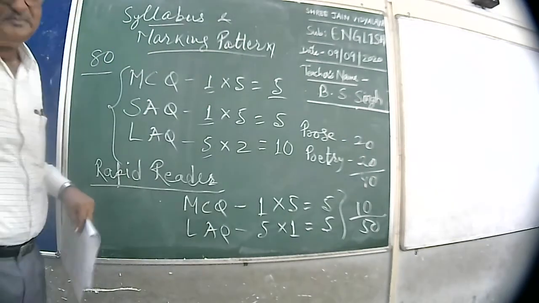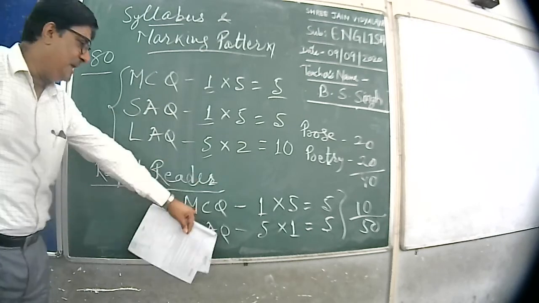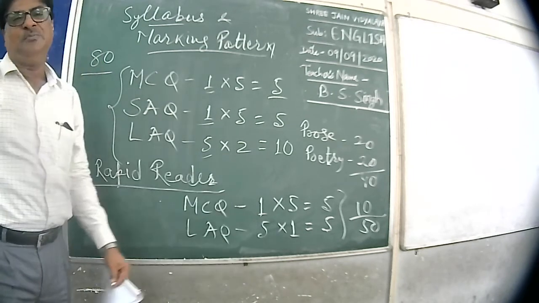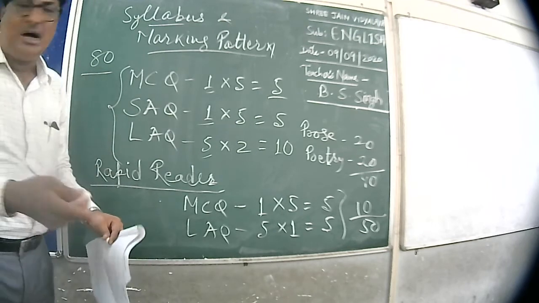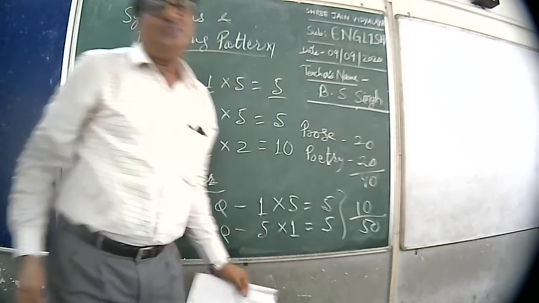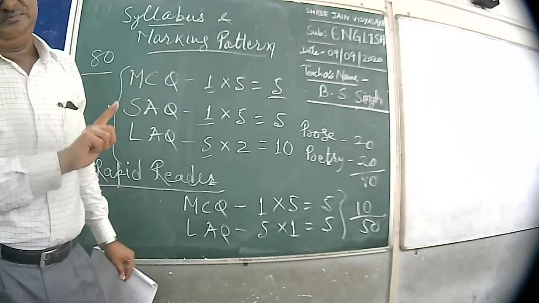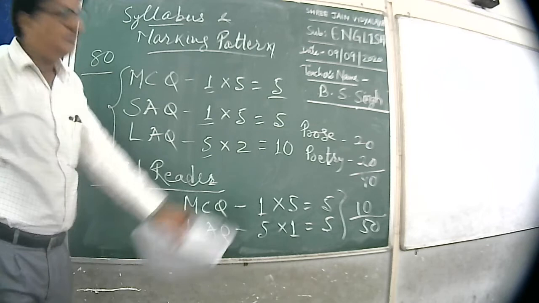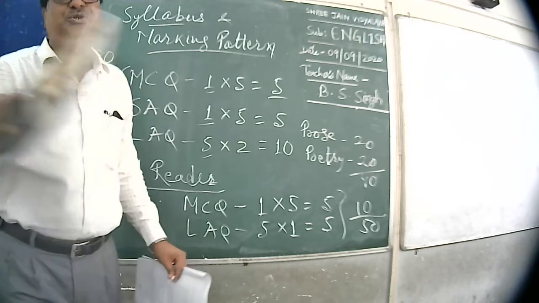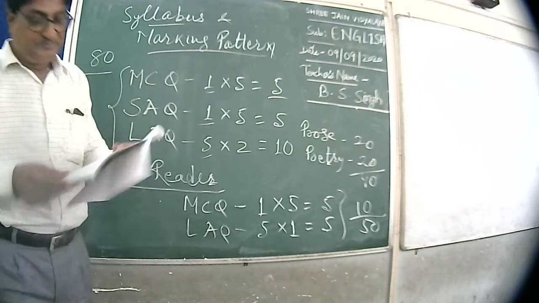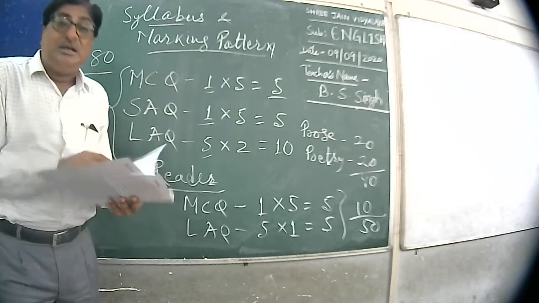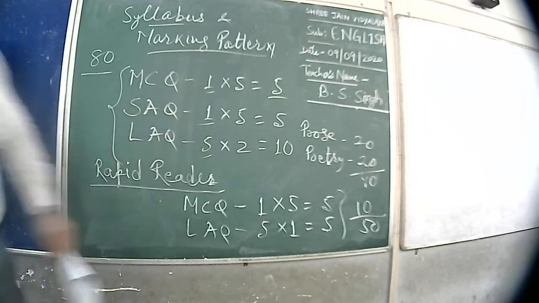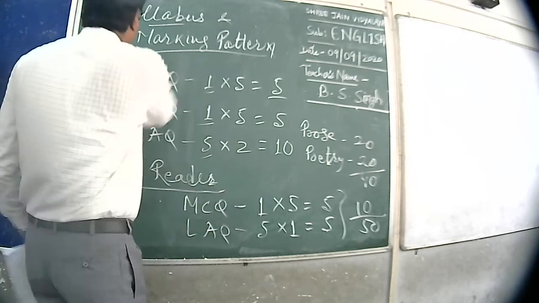Is it clear? Rapid Reader: 5 MCQs for 5 marks, one long answer for 5 marks, total 10 marks. Now we have come to 50 out of 80, and these 50 marks are for these 2 books. Then, what about the other 30 marks? 30 marks. 10 marks. 10 marks.